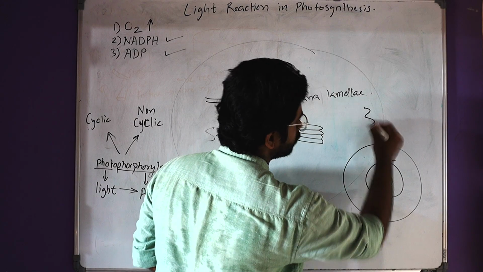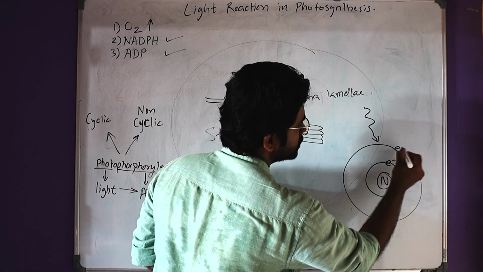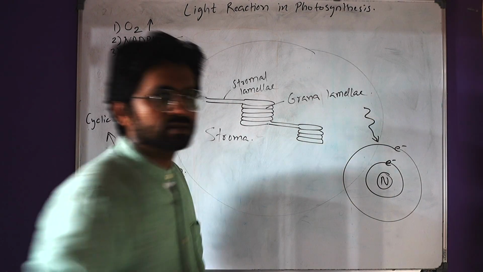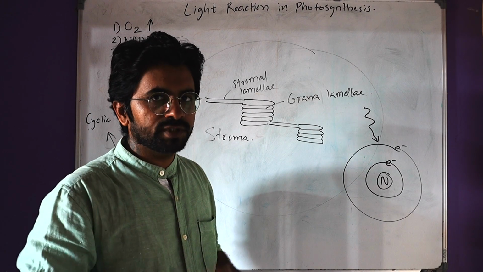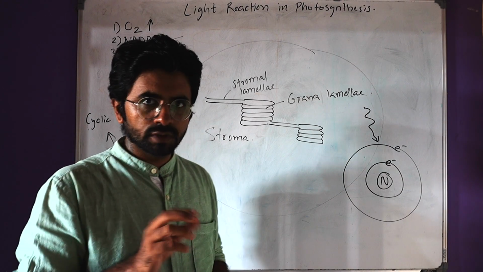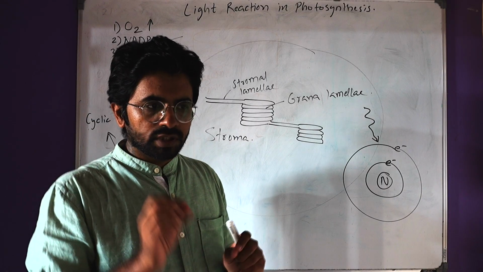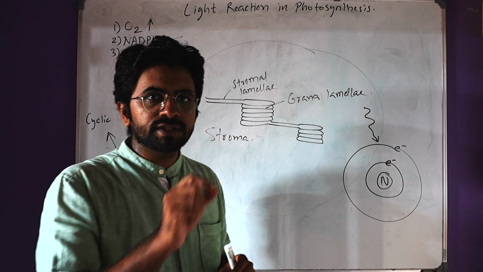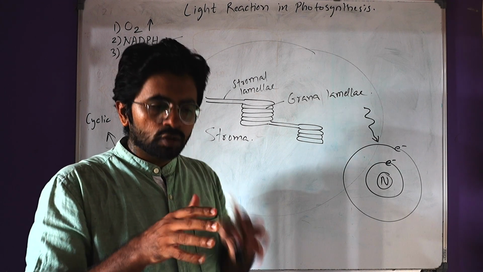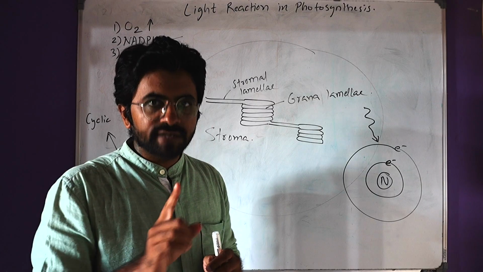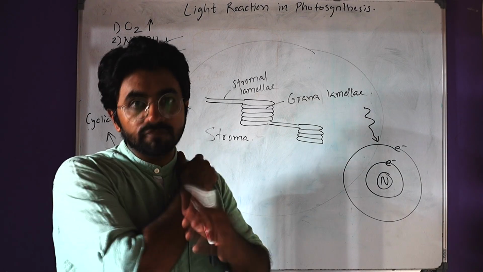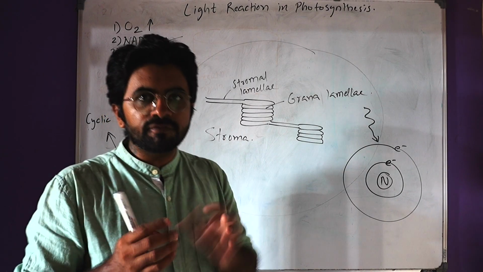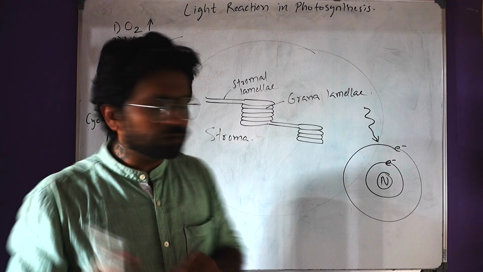So when light falls, this electron will jump here. This is the ground state, this is the excited state. Okay, this is what happens in the photosystem. Now, quantasome, photosystem, light harvesting complex are almost similar to each other, except one pigment of chlorophyll A, which is functionally differing from the rest of the chlorophyll A. We will see what that is.